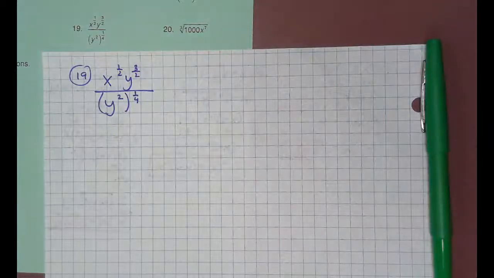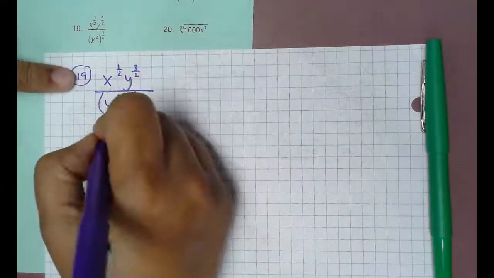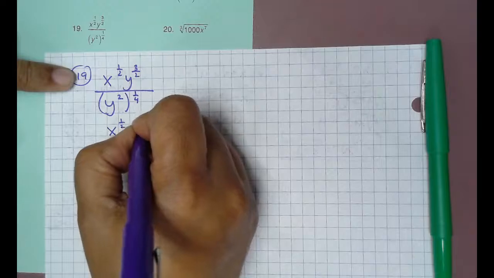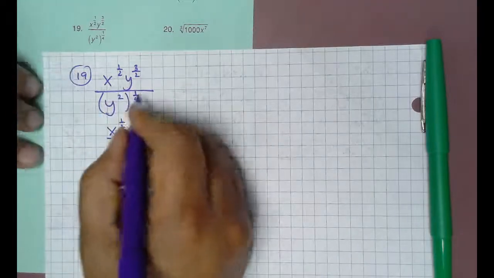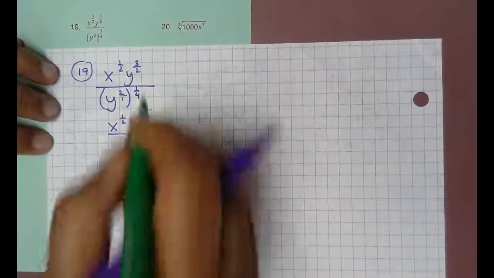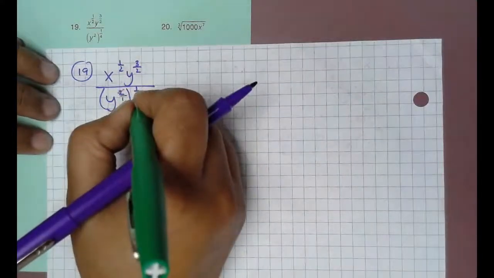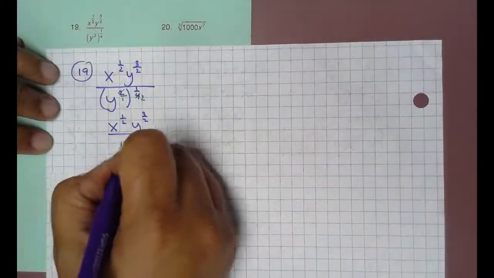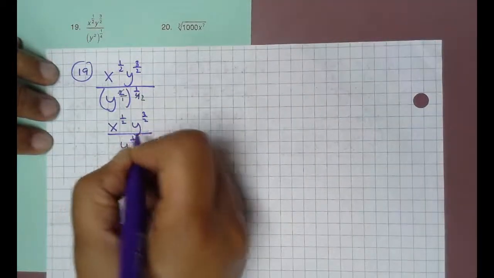Anytime you have fractions and you have parentheses, you should get rid of those parentheses first so you can put the individual parts together. So I have x to the 1/2, y to the 3/2, and on the bottom you have to multiply these together. So I'm going to put this over 1. You can multiply across the top and then across the bottom, or cross cancel. I'll cross cancel. 2 goes into 4 2 times. So this is really y to the 1/2 on the bottom.